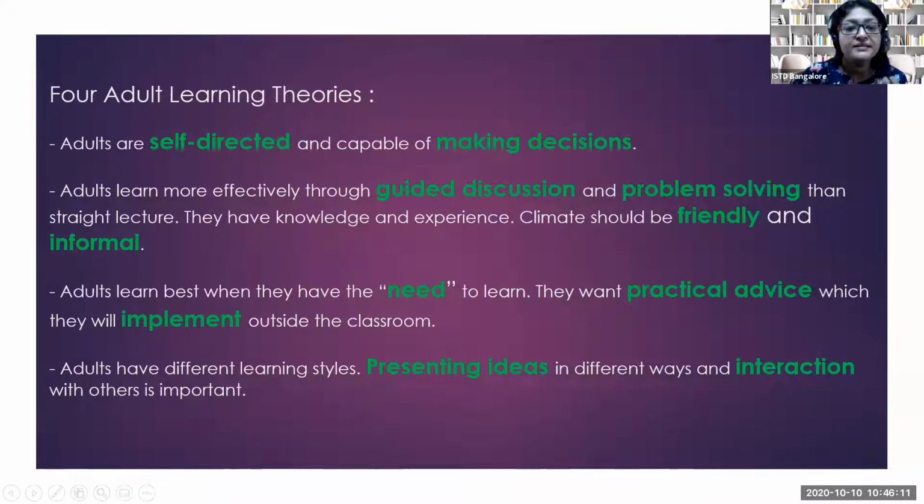Adults learn best when there is a need. In the last class, we spoke about what your need was to join this particular program. It might be that the company has sponsored your program, or it might be your self-drive asking you consciously to learn this and implement this at your workplace. So there must be a dire need, and if there is a dire need, only then will you learn more and contribute more. They want practical advice which they will implement outside the classroom, ideas presented in different, more interesting ways, and a lot of interaction.